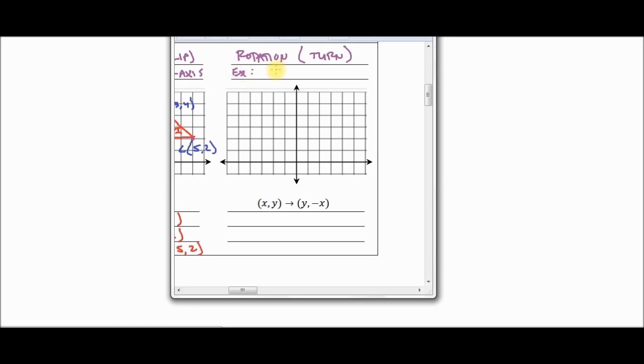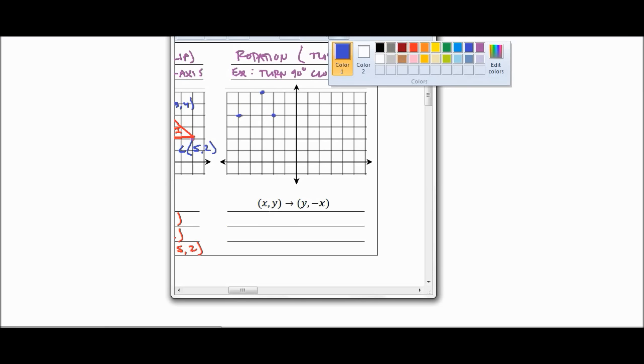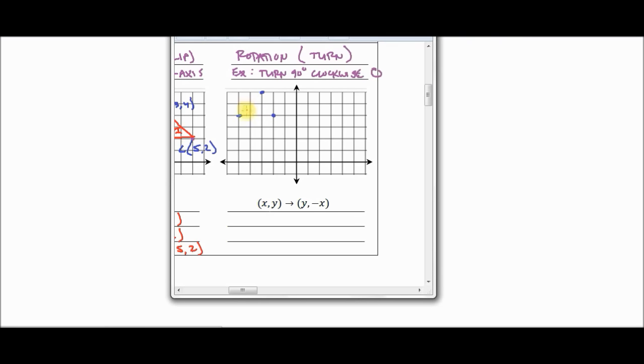Our example could be, let's turn 90 degrees clockwise. And remember, clockwise is going the way a clock turns, so it's this way. Going around the circle like that. Alright, let's go ahead and graph our original triangle. I'm going to put one at, let's see, let's make a point here, and here, and here. So here is our original triangle.